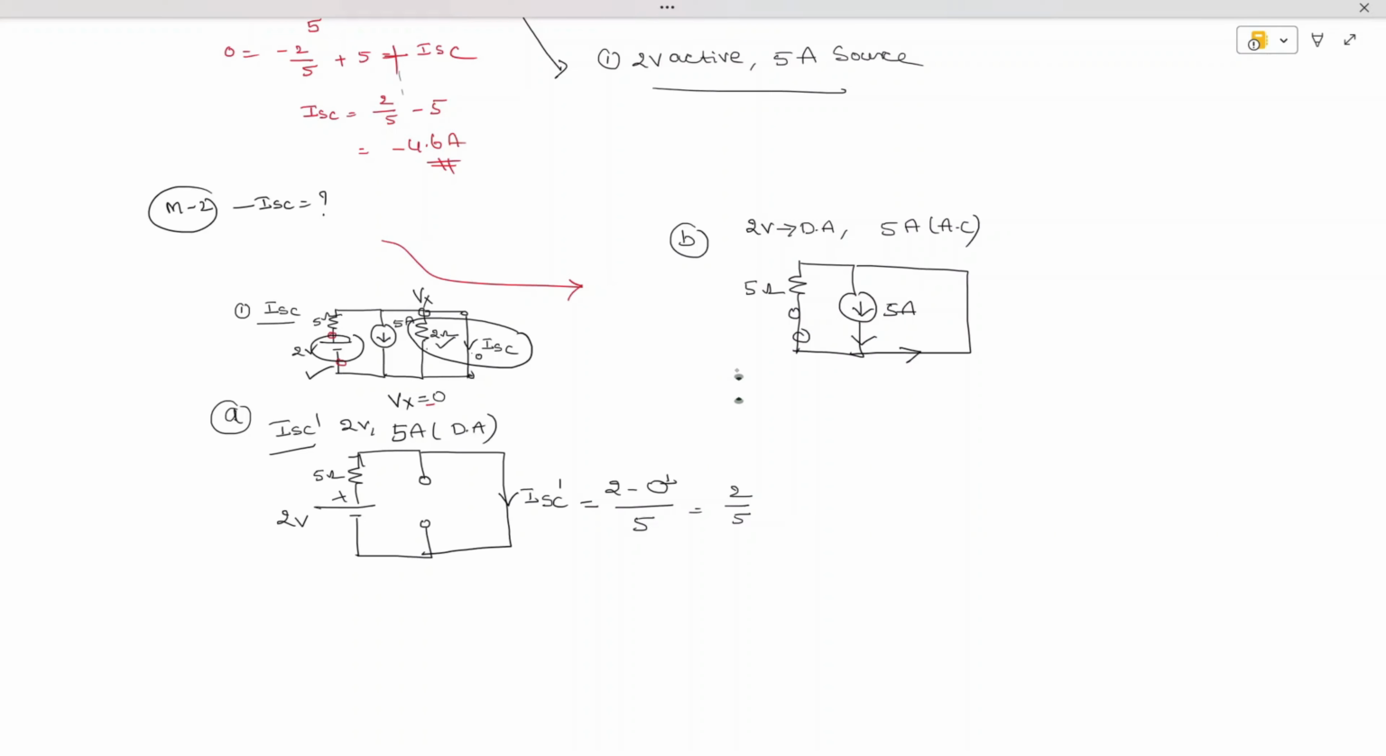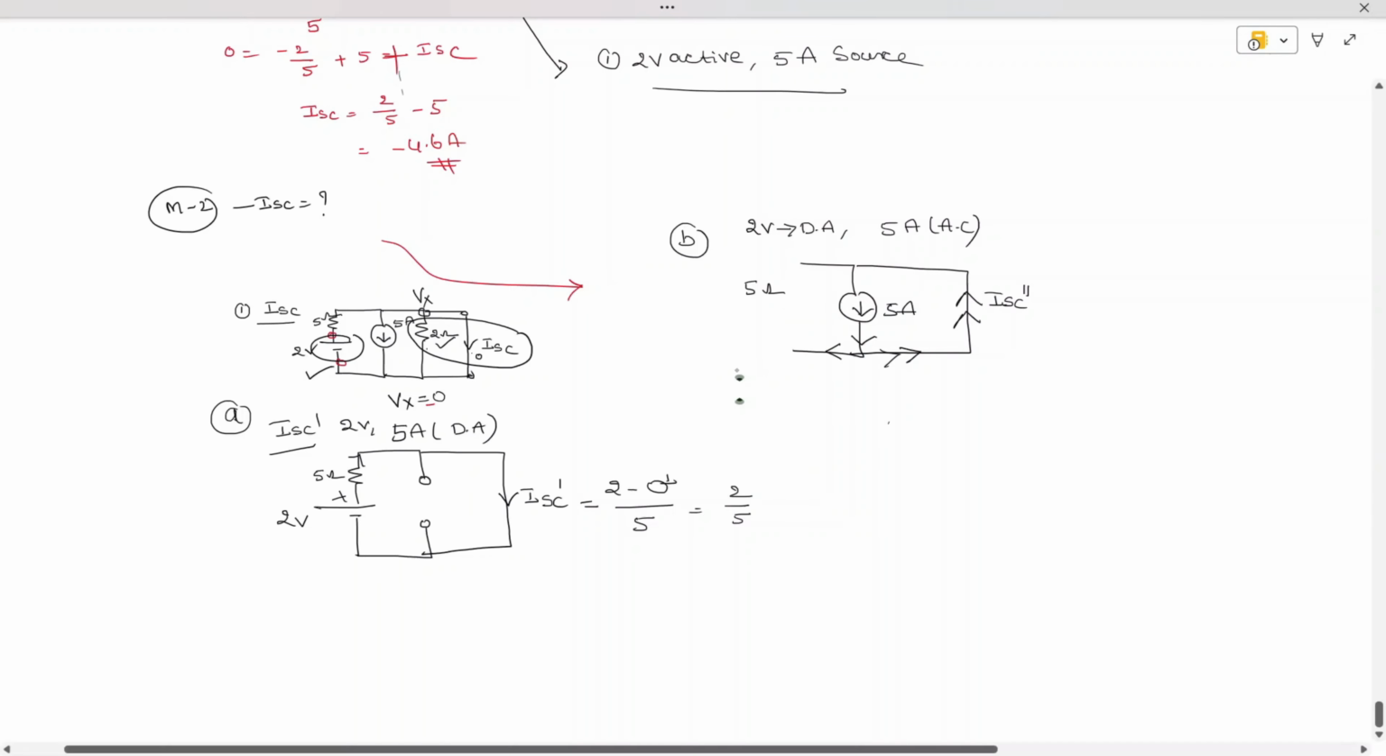Now the current will flow in this direction. I am marking this current in this direction as ISC double dash. Okay, so therefore current doesn't flow in this path. Why? Because this is offering a high resistance. So the current will flow only in this branch. Therefore ISC double dash is equal to 5 amperes.